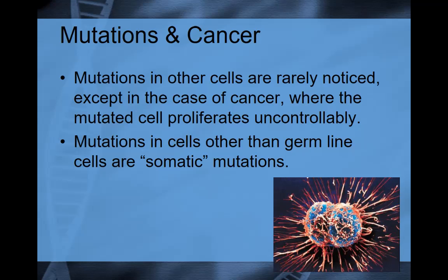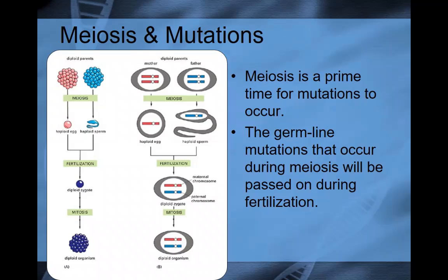Now, mutations are typically going to occur when a copying process is occurring. And for those that are going to be passed on, this process is meiosis. Meiosis is a prime time for mutations to occur. The germline mutations that occur during meiosis are the ones that are going to be passed on during fertilization. Okay, because we're doing these replications so quickly in many cases, there is a chance for a mutation. And while your body has fact-checking enzymes that look for mistakes, they don't always catch them.